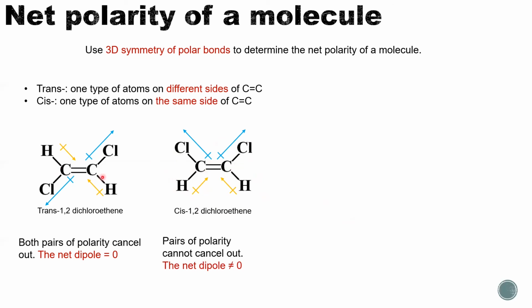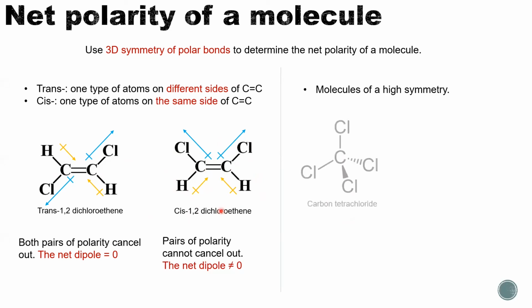So these two are examples of a trans and cis molecule. We also have molecules with very high symmetry. For example, if we have carbon tetrachloride, the overall geometry of this molecule is a tetrahedron. The four chlorine atoms sit at the four vertices, while carbon is in the center of this tetrahedron.